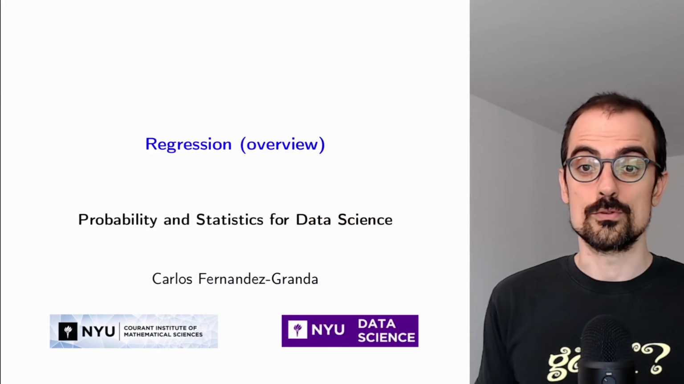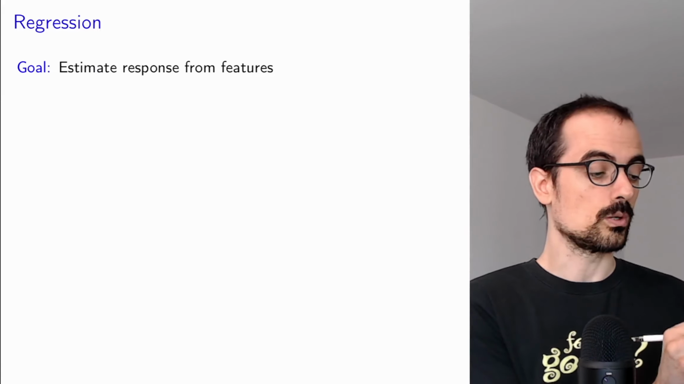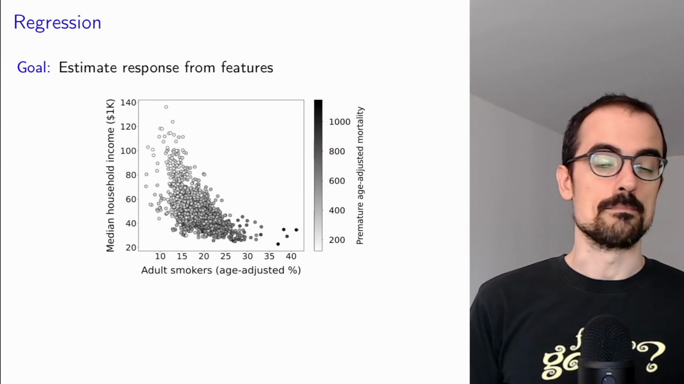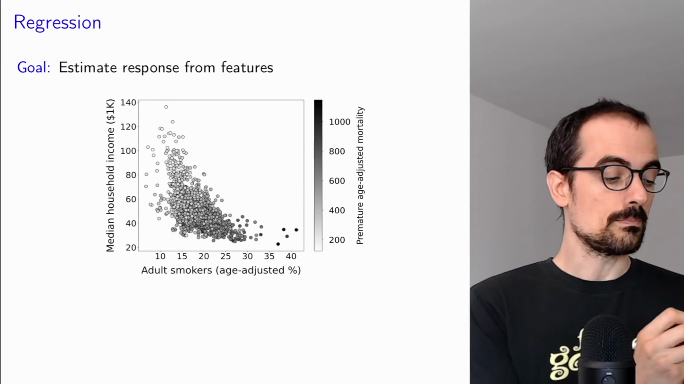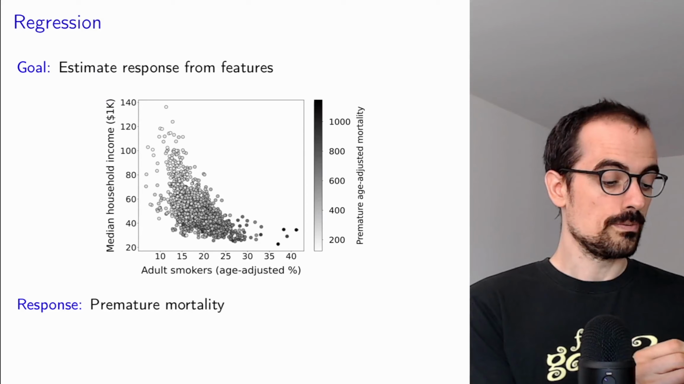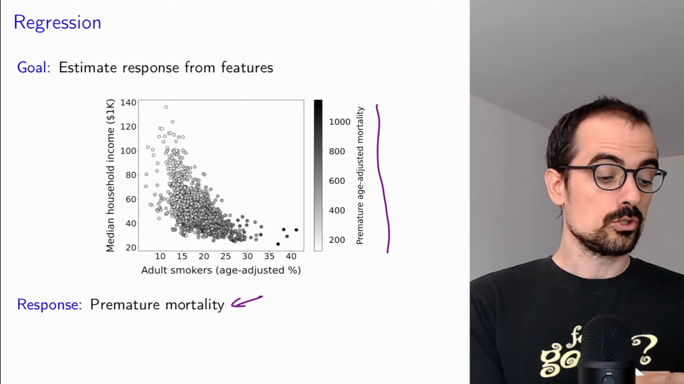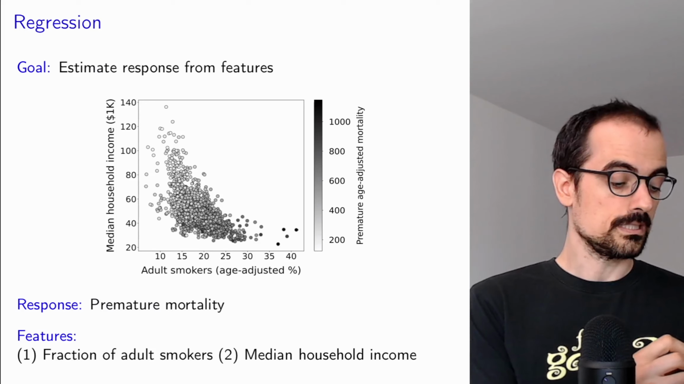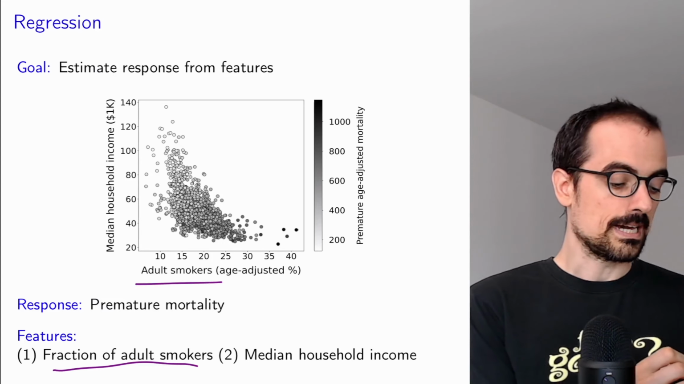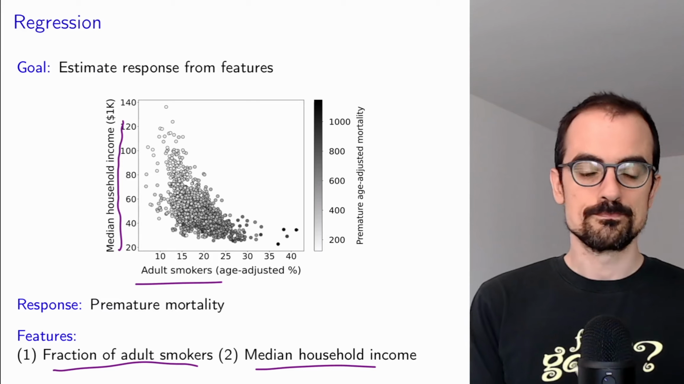We're going to provide an overview of regression. The problem of regression is that of estimating a quantity of interest that we call the response from several observed variables that we call features. Here is an example. Here we have a data set where each data point corresponds to a county in the United States. And what we want to do is estimate premature mortality, which is color-coded as shown here on the color bar, from two observed features. The first is the fraction of adult smokers in that county, which is represented in the horizontal axis. And the second is the median household income, which is represented on the vertical axis.